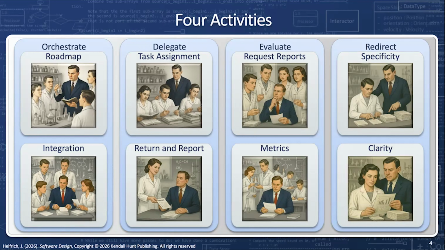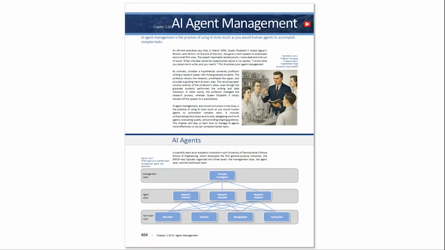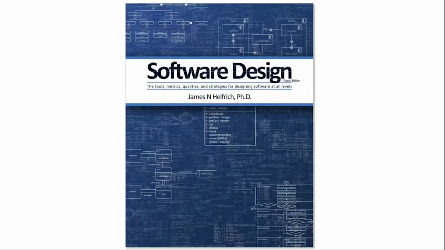I really need to emphasize that these four activities, orchestrate, delegate, evaluate, and redirect, are what all managers do, regardless of your discipline. But now we have to master these pretty much from day one upon graduation. And this requires a whole different set of skills. We can learn more about this in the AI Agent Management chapter of the Software Design textbook.